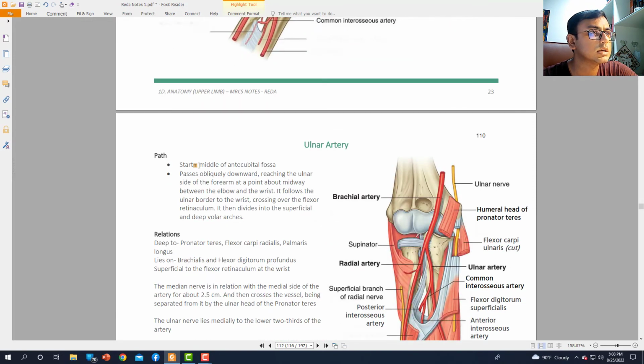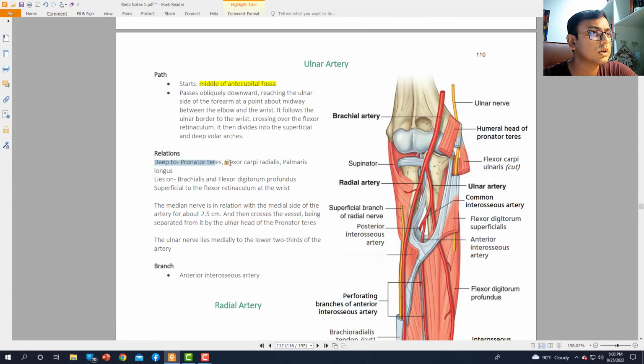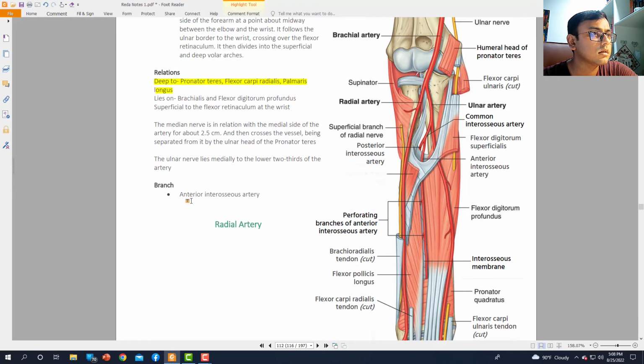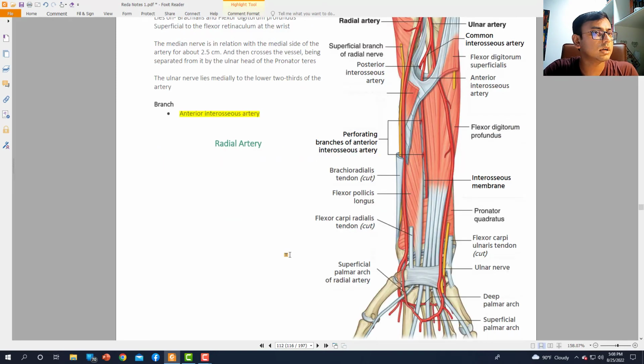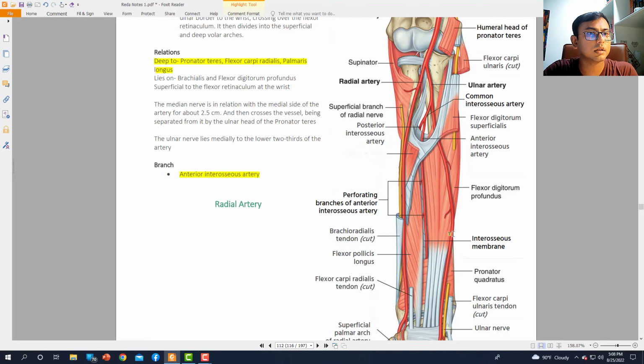The ulnar artery starts from the middle of the antecubital fossa, deep to the pronator teres, flexor carpi radialis, and palmaris longus. It has a branch, the anterior interosseous branch. You have to know that the ulnar artery has the anterior interosseous artery. Now the radial artery. So this is the ulnar artery here.